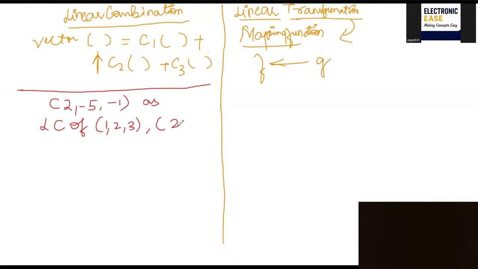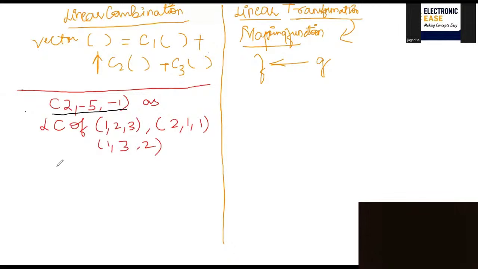They have given (1, 2, 3). Next, they have given (2, 1, 1). And the other vector they have given is (1, 3, 2). So they have given the main vector as (2, -5, -1). How to solve this problem? You need to express it as the linear combination of (1, 2, 3), (2, 1, 1) and (1, 3, 2).